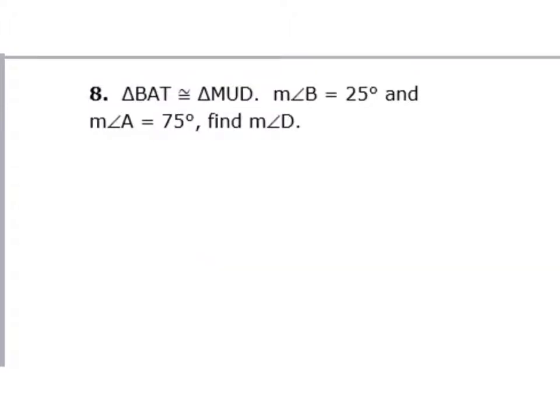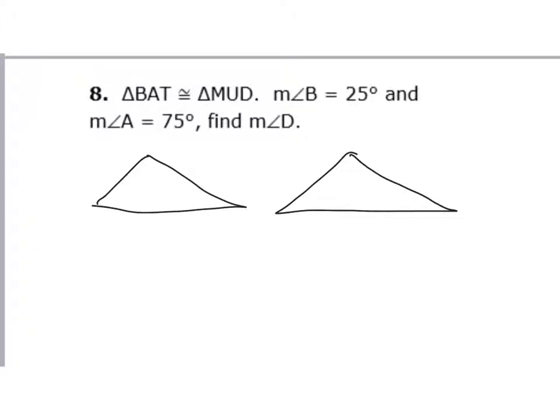All right, number 8. Triangle BAD is congruent to triangle MUD. The measure of angle B is 25 degrees, and the measure of angle A is 75 degrees. Find the measure of angle D. So the first thing I know is I have two congruent triangles. So I'm going to draw two triangles that kind of look similar. I don't know how big the angles are. Well, I know one's 25, one's 75.